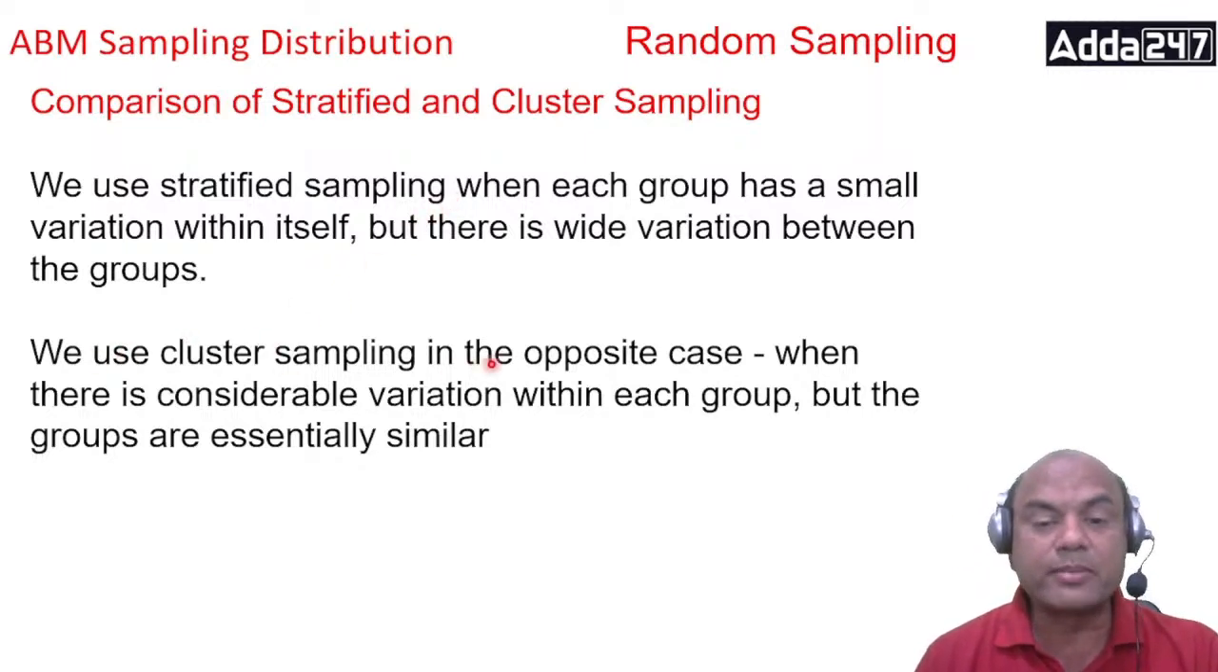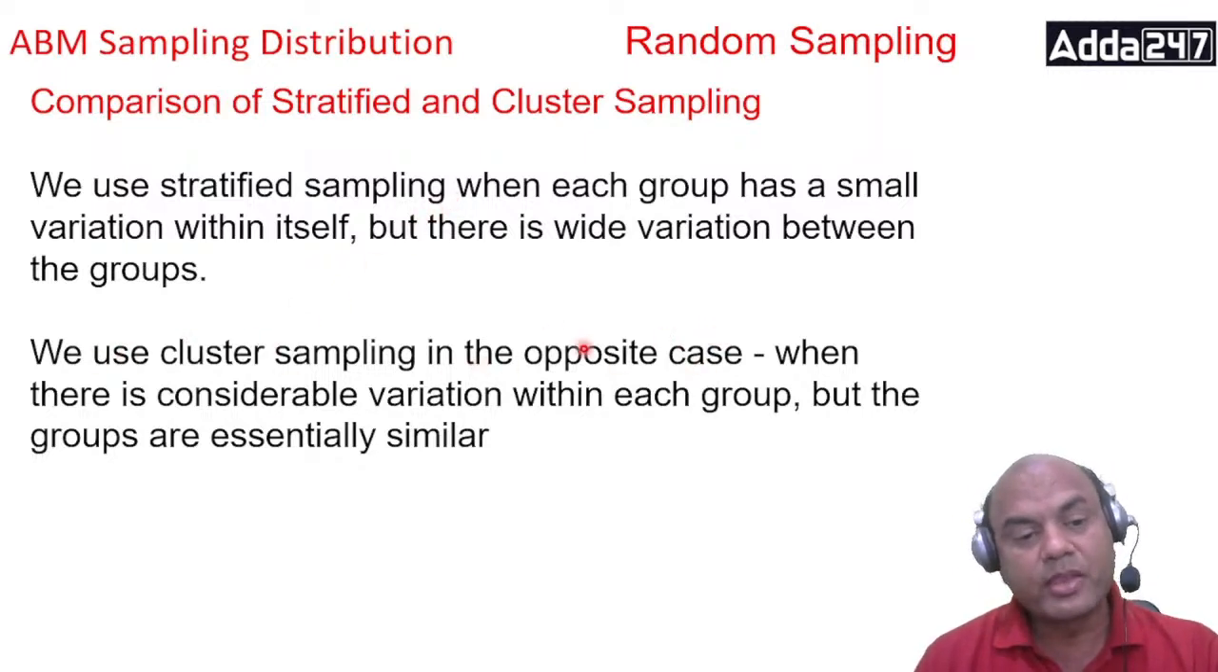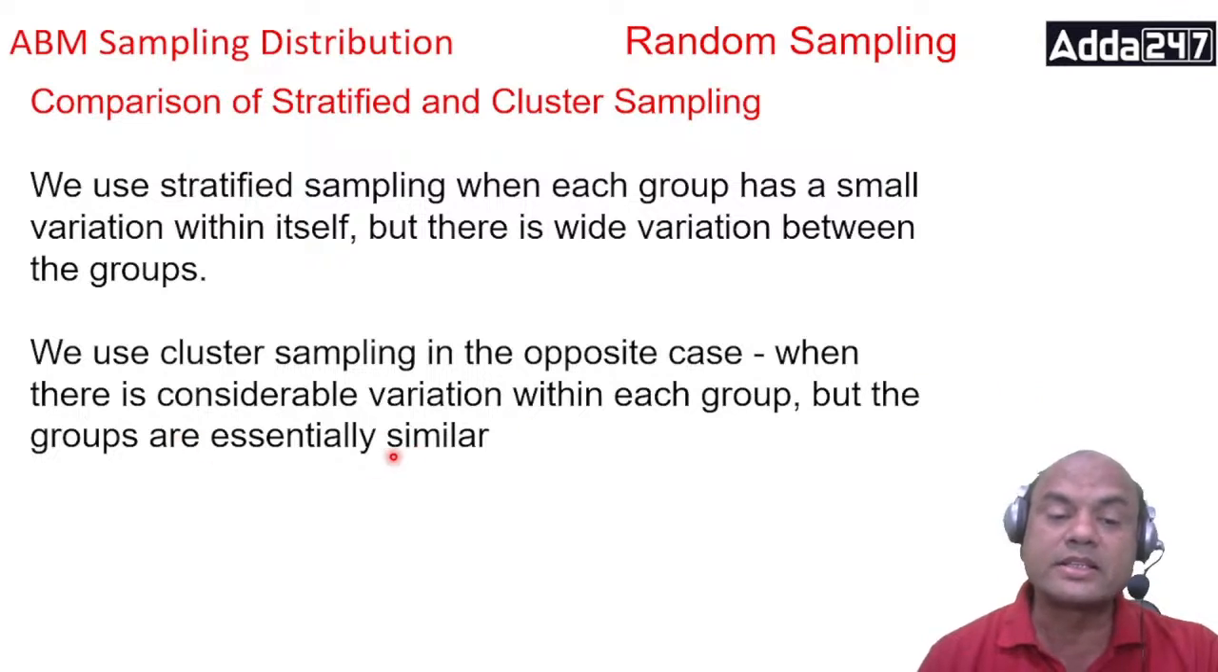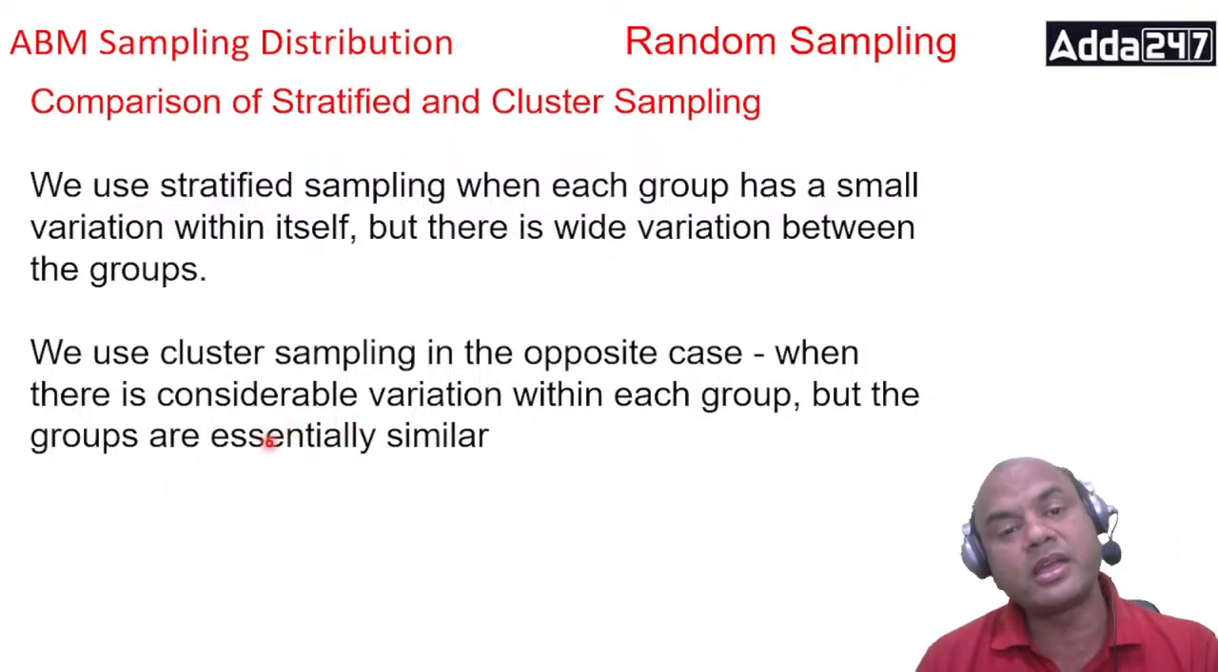We use cluster sampling in the opposite case. When there is considerable variation within the group, Goa, MP, UP, but the groups are essentially similar. Means in Goa also I am having 80 to 90%, in UP also I am having, in Tamil Nadu also having, everywhere, right?